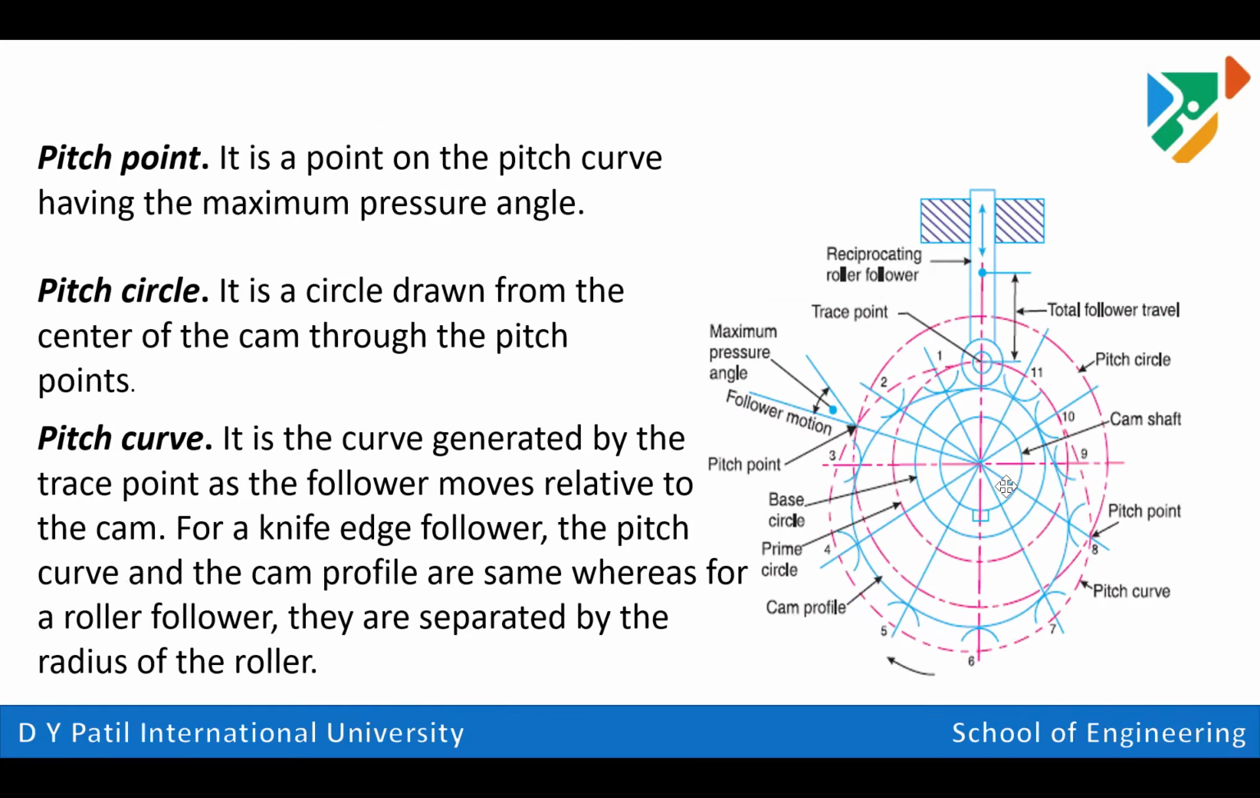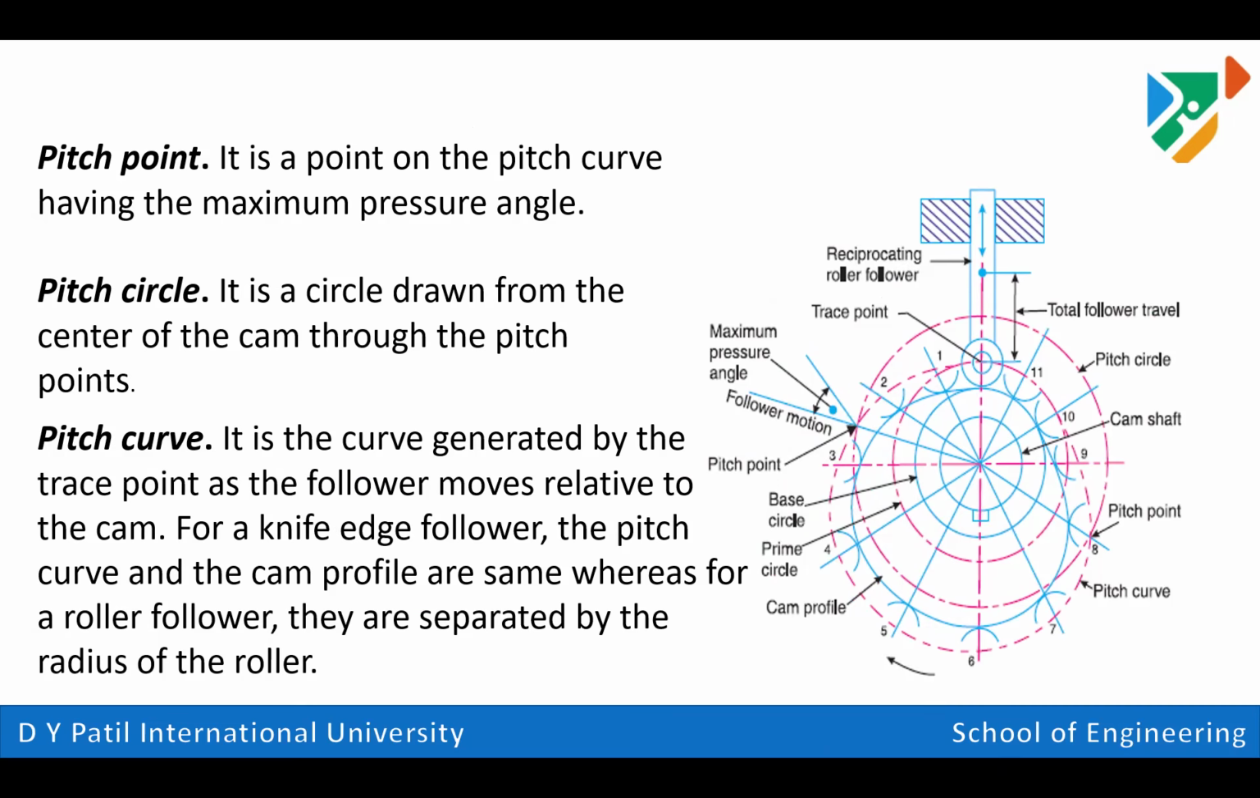Then we have pitch point. It is the point on the pitch curve that is having maximum pressure angle. This is the pitch point. Then we have pitch circle. This pitch circle is a circle drawn from the center of cam that is passing through the pitch point. That circle is known as the pitch circle.